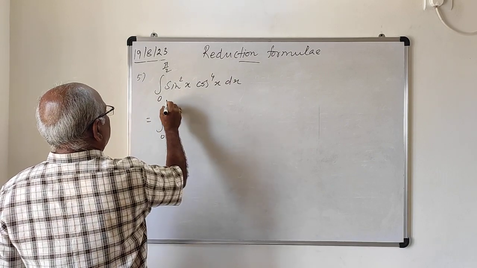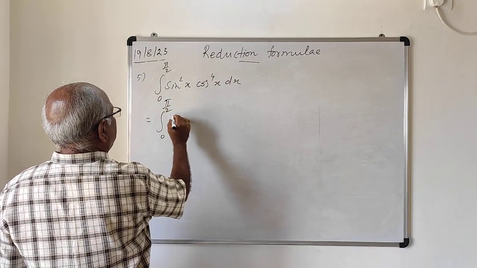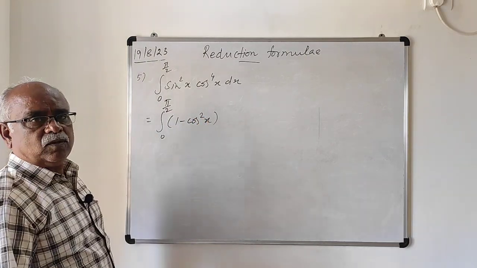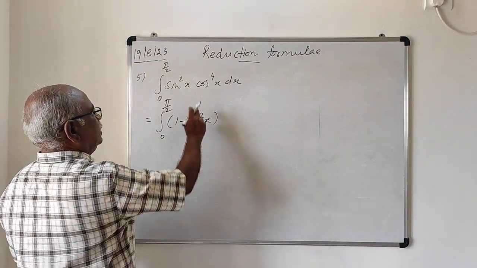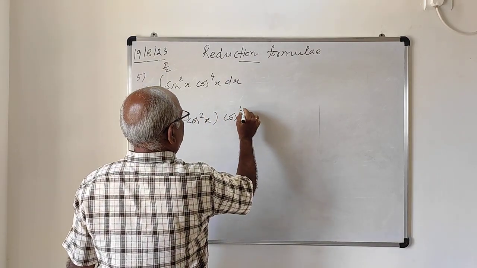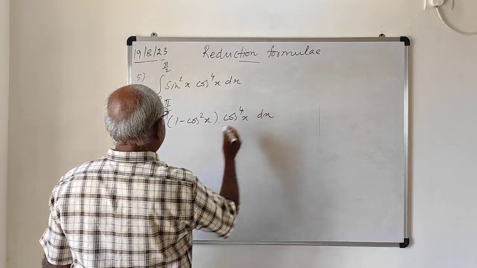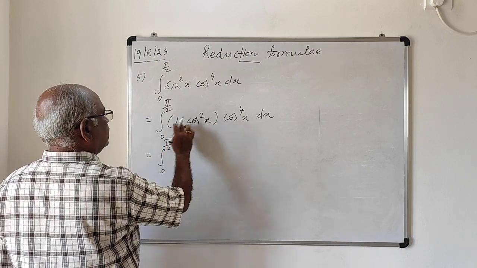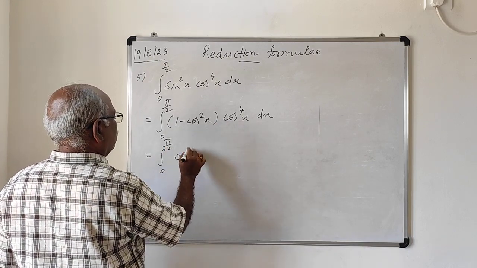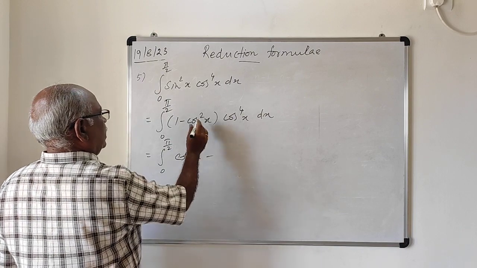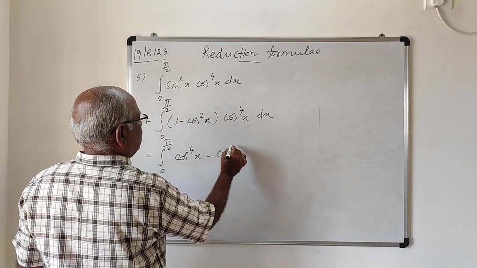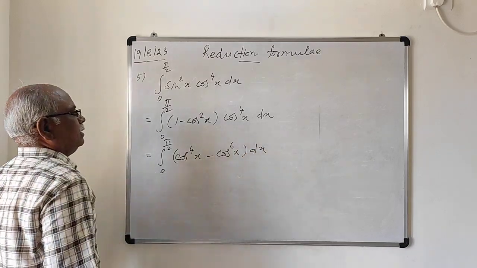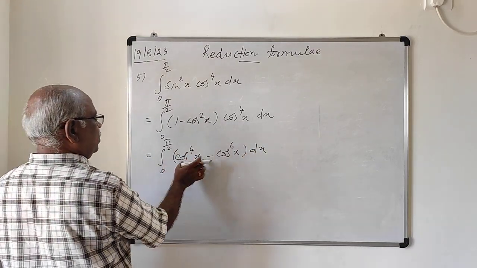See, this problem: integral 0 to pi by 2, sin square x I can write as 1 minus cos square x by trigonometric identity. Sin square x is 1 minus cos square x, again cos power 4x dx. Now this is equal to integral 0 to pi by 2 of cos square x into 1 minus cos square x, that is cos power 4x minus cos power 6x dx. Now this is split into 2, I4 and I6.